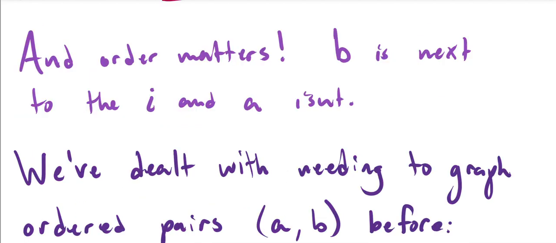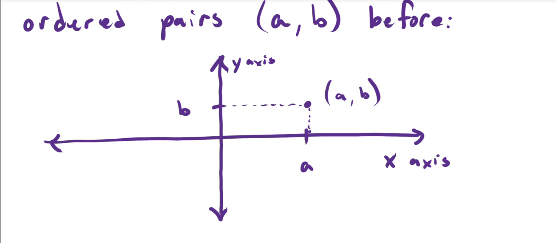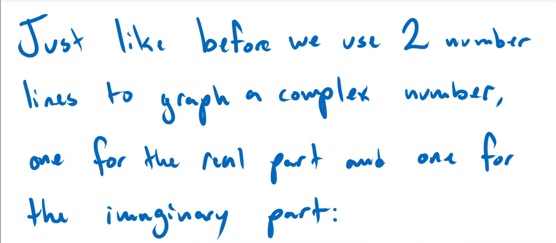But wait a minute, we've already dealt with the problem of needing to graph pairs of numbers where order matters before. We looked at the xy plane. When we wanted to plot a point (x, y), we put the first number on the x-axis, the second number on the y-axis, and going up from the x and over from the y, we find the point of intersection. And this dot on the plane indicates the coordinate pair (a, b). So just like before, we're going to use two number lines to graph the complex number. We'll make one for the real part and one for the imaginary part.